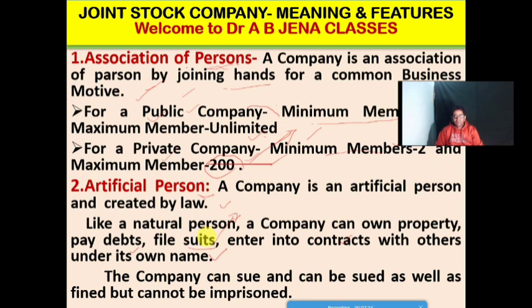I mean the company, as an artificial person, can own property, pay debts, I mean the liability to outsiders, file suits against outsiders, and enter into contracts with others under its name. Similarly, an outsider can file a case against the company. So that's why a company can sue and be sued, and can be fined, but cannot be imprisoned, not like natural persons.